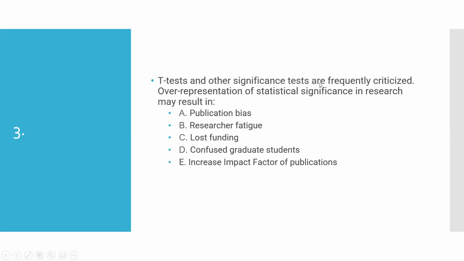T-tests and other significance tests are frequently criticized. Overrepresentation of statistical significance in research may result in which type of problem? Either publication bias, researcher fatigue, lost funding, confused graduate students, or increased impact factor of publications. It can be publication bias, because whenever we are getting statistically significant tests, it might increase the publication bias. So A is the right answer.